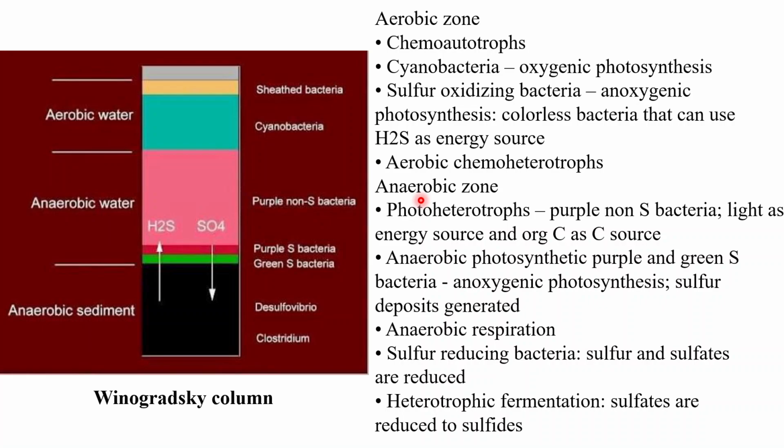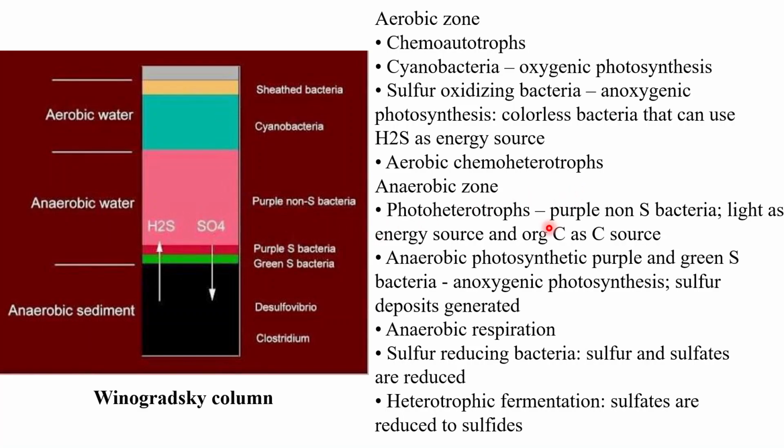Then after the chemoheterotrophs, you will have the anaerobic zone. So this was the aerobic zone: you had cyanobacteria doing oxygenic photosynthesis, sulfur oxidizing bacteria doing anoxygenic photosynthesis, and then aerobic chemoheterotrophs, which are also using oxygen as the terminal electron acceptor. Then the anaerobic zone. In the anaerobic zone, you have two parts, anaerobic water and anaerobic sediment.